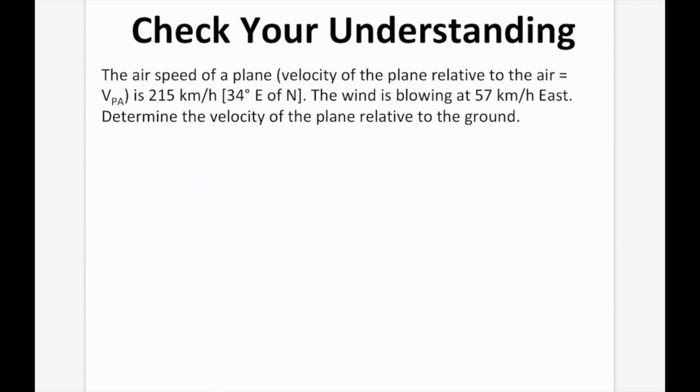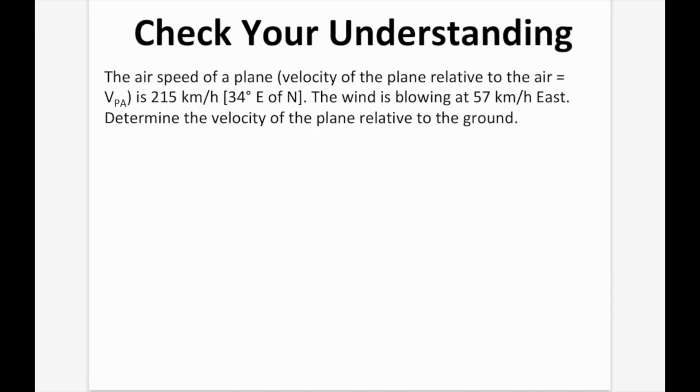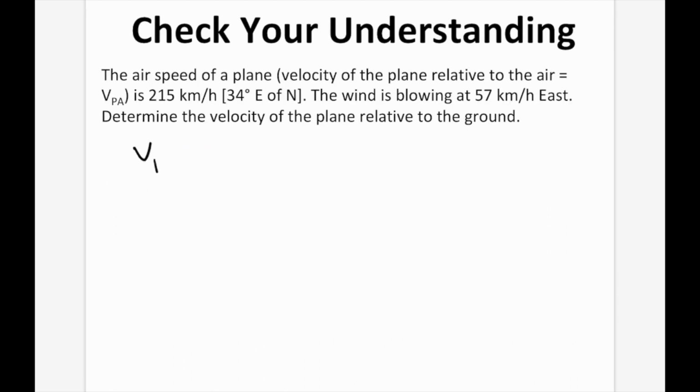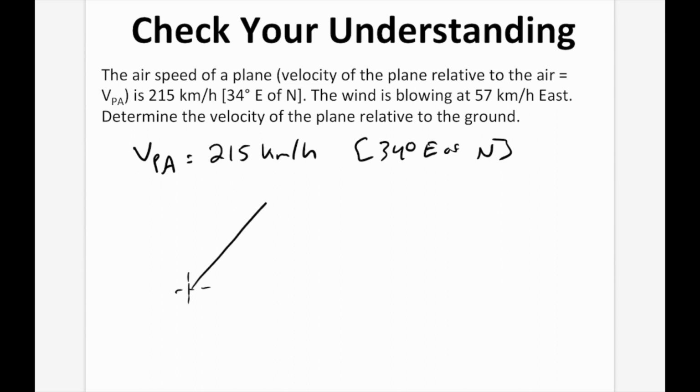The airspeed of a plane, so this is the velocity of the plane relative to the air. So we'll go velocity of the plane relative to the air is 215 kilometers per hour, and it's 34 degrees east of north. So we can draw that out. So east of north means it was going north, and then we went 34 degrees east of it. So that's going to be this right here, 34 degrees.